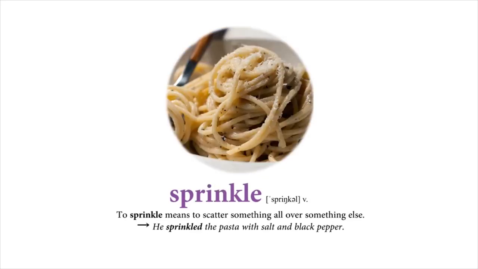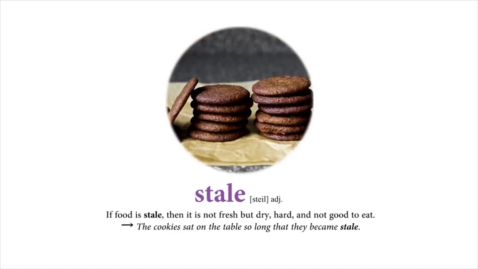Sprinkle. To sprinkle means to scatter something all over something else. He sprinkled the pasta with salt and black pepper. Stale. If food is stale, then it is not fresh, but dry, hard, and not good to eat. The cookies sat on the table so long that they became stale.